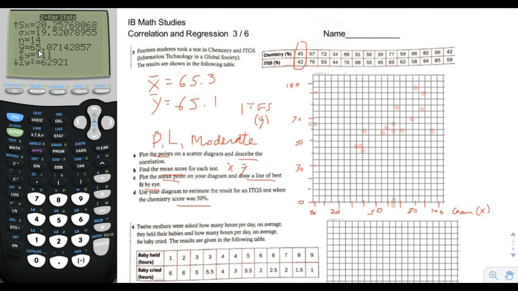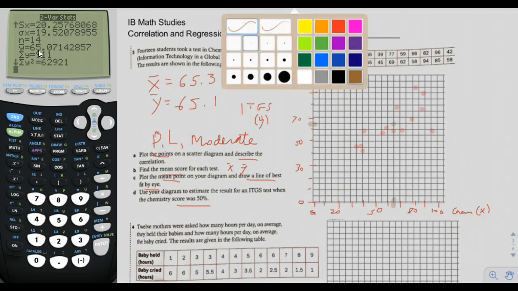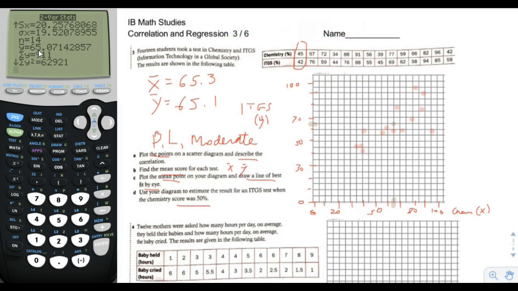And then I'm going to draw a line of best fit by eye. It's going to go through that brown point, and it's going to have approximately half the points above and half the points below. And you are going to do this with a ruler because you're doing it on paper, and I can't do that on this program, so that's not bad.